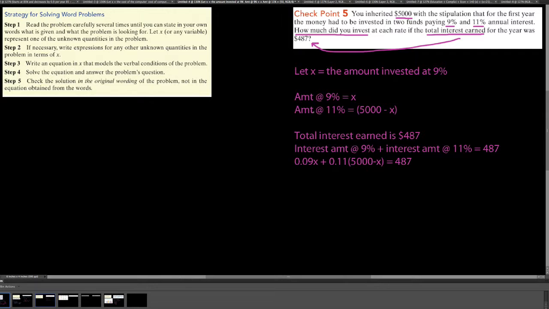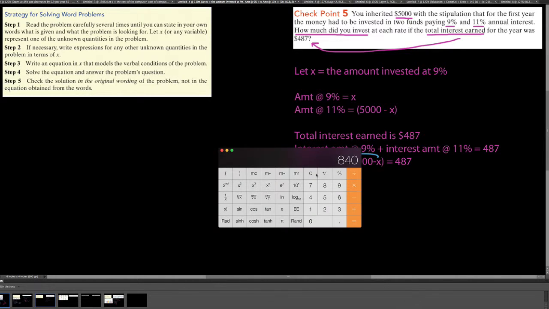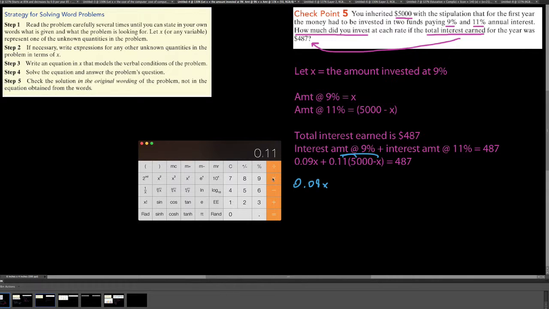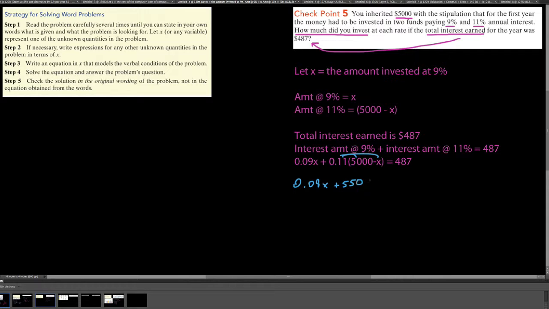What we can do now is solve this equation. We'll probably need a calculator, but we say, okay, 0.09x. We'll distribute this 0.11 through here. So I get 0.11 times 5 grand, which is 550, so plus 550. Now 0.11 times negative x is going to be negative 0.11x. And this comes out to be 487. Now I'm going to combine my like terms. We have 0.09 positive and 0.11 negative, so it's going to come out to be negative 0.02x plus this 550 is equal to 487.